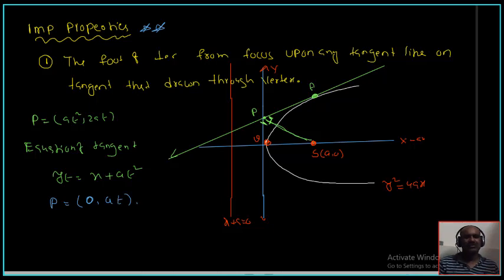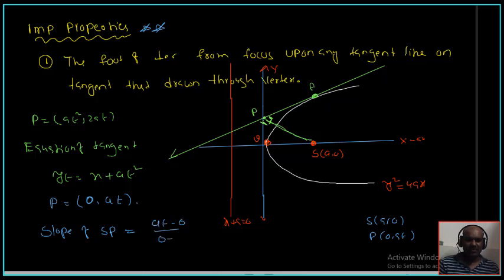Understood? So what should we prove? SP is perpendicular to the tangent. First of all, I want the slope of SP. Slope of SP equals, S means (a, 0), P means (0, at). So what is the slope? (at minus 0) by (0 minus a), that is equal to minus t. Slope of SP is minus t.